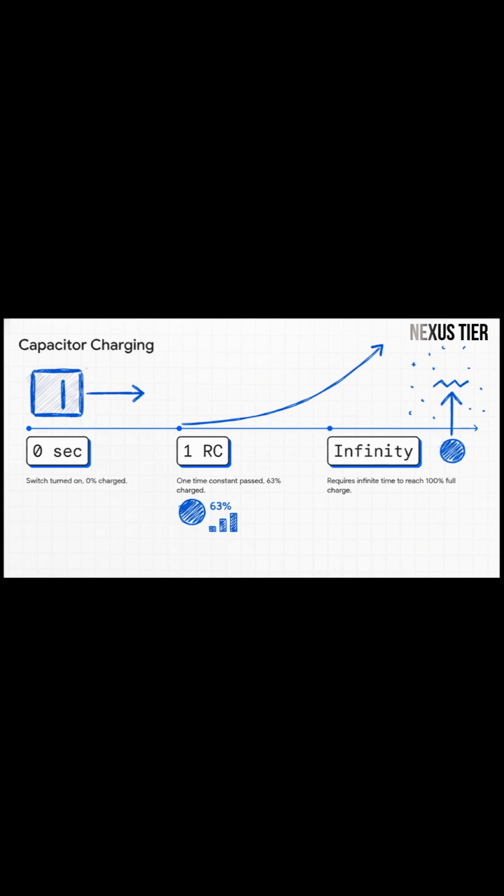It actually follows this very specific exponential mathematical curve that's governed by its material, known as the time constant, or RC. So at 0 seconds, it's completely empty. But after exactly 1 time constant has passed, it will predictably charge to exactly 63% of its maximum capacity. Mathematically speaking, it requires an infinite amount of time to reach a true 100% full charge, though practically it gets close enough after just a few time constants.